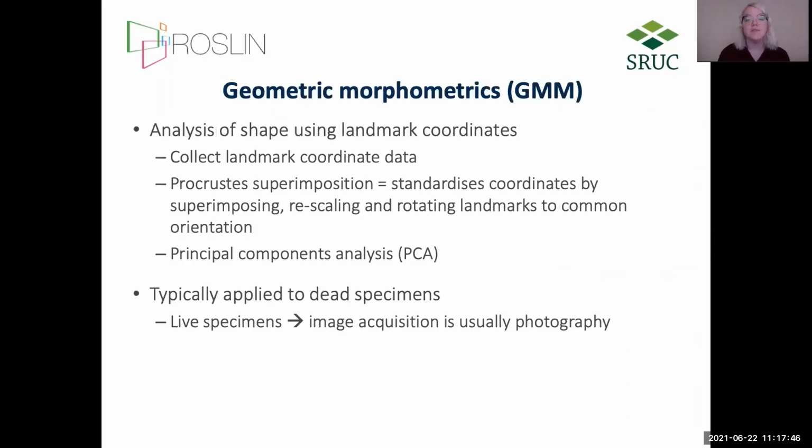To identify these different beak phenotypes, I am using geometric morphometrics, or GMM, which is the analysis of shape using landmark coordinates. There are 3 steps to GMM. The first is to collect landmark coordinate data, and these landmark coordinates then undergo Procrustes superimposition. Finally, the third step is to analyze the similarities and differences in shape, and this can be done using principal components analysis. GMM is typically applied to dead specimens, but if it is done using live specimens, the method of image acquisition is typically photography.